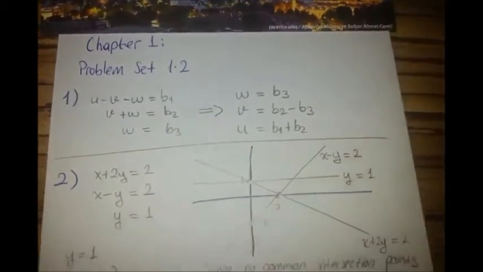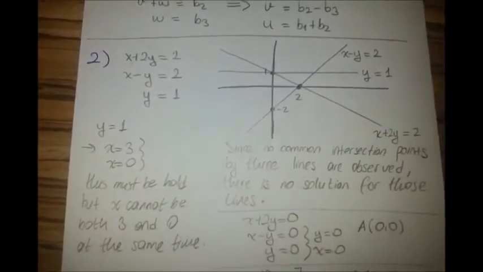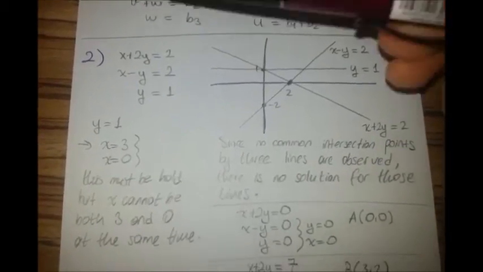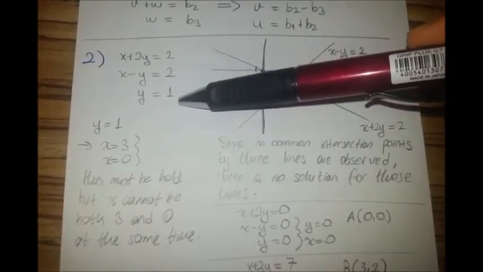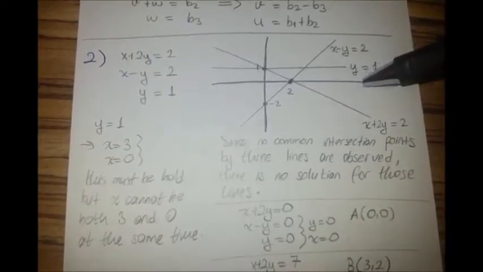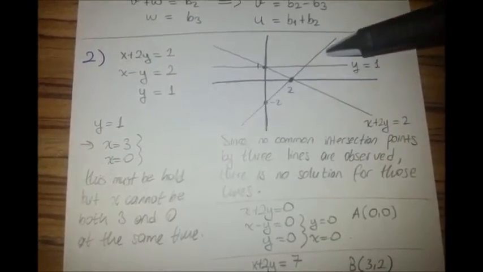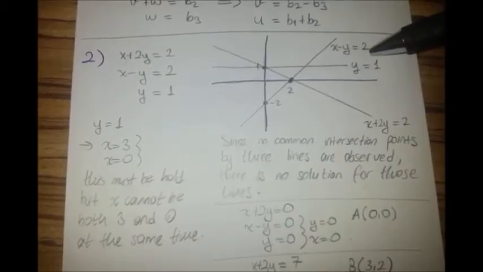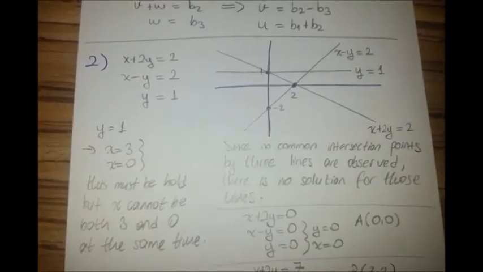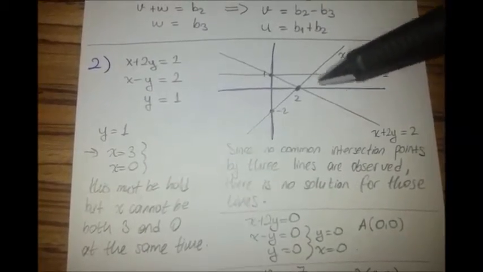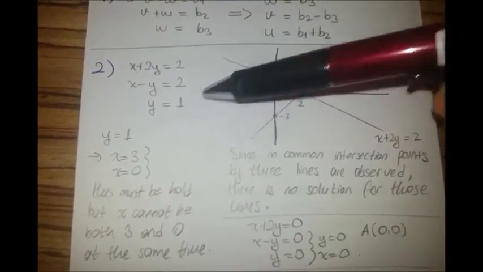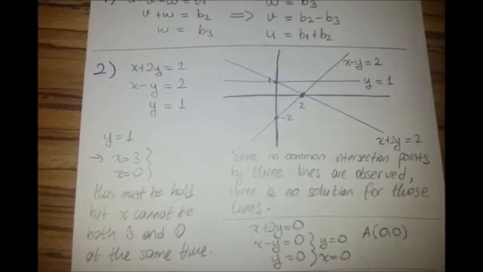and W's. In the second question, it says sketch these three lines and decide if the equations are solvable. These are the three equations given in the question. I sketched the graph. This is the y-axis, this is the x-axis, and this is the line of x minus y equal to 2, and this is the graph. This is the line of x plus 2y equal to 2, and they intersect at one point. But there is also another line. This is y equal to 1.